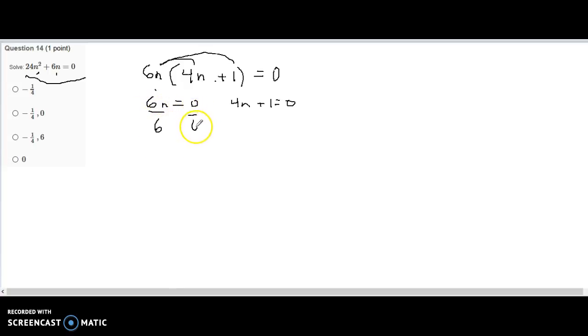In this case, if the first factor equals 0, that just means that n is 0. And in the second case, if the second factor equals 0, I can solve that, and I get n equals -1/4.